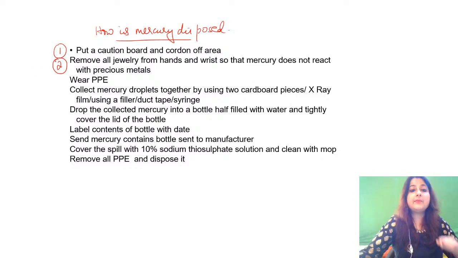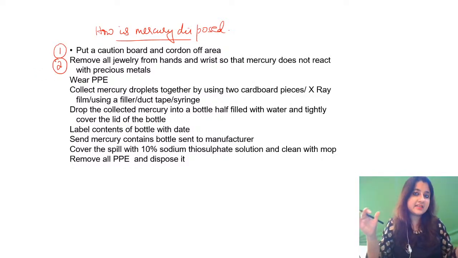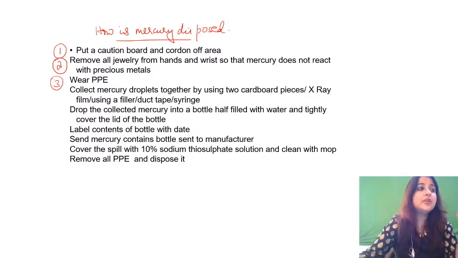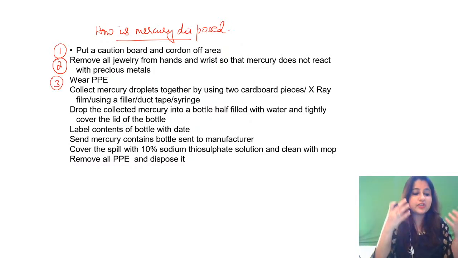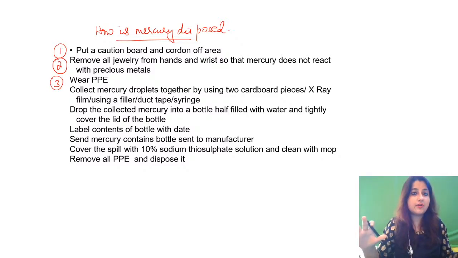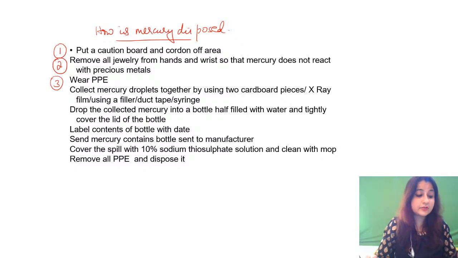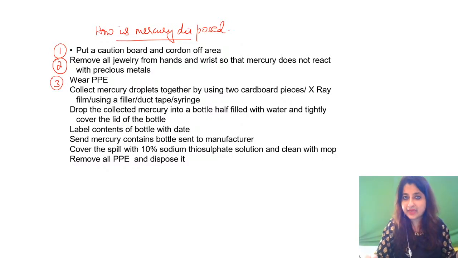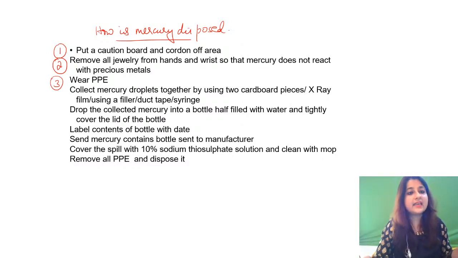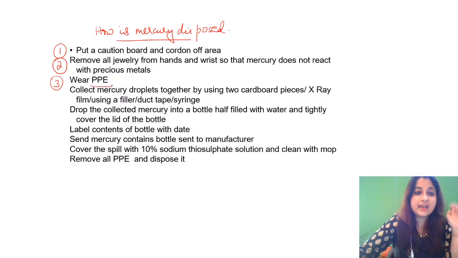Second point, remove all jewelry from your hands and wrists so that mercury does not react with any precious metals. Wear all your PPE. Is it enough to wear a mask? No. You are going to wear everything, guys. Okay, right from your face shields, your goggles, your mask, gowns, everything. All right. This is not spill management. This is mercury management. Okay, in spills we will be talking about body fluids. Okay, in mercury management, wear PPE.